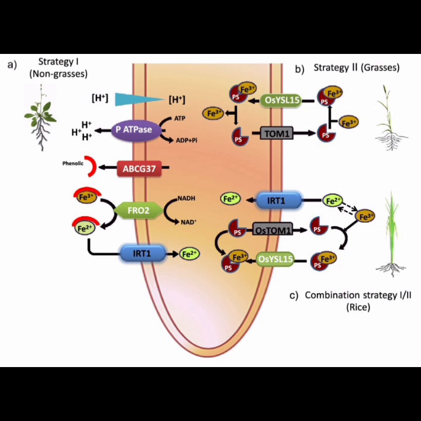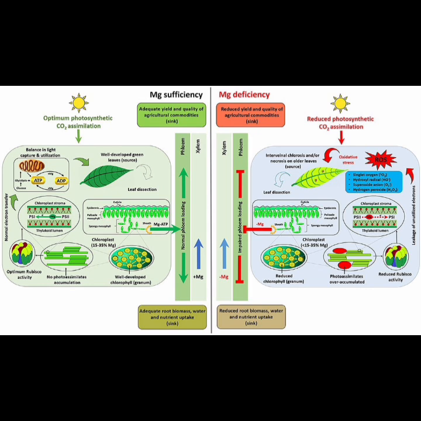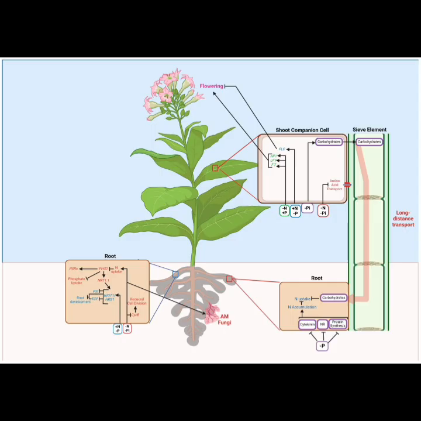ions along the concentration gradient, from high to low concentration. It involves diffusion. Ions move from the soil solution into root cells. Facilitated diffusion. Specific carrier proteins in the plasma membrane help ions cross the membrane.